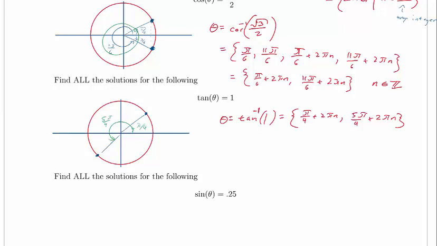Now this does accurately describe all of the solutions. However, we can write this even more simply, because note that the difference between pi over 4 and 5 pi over 4, the amount that you have to rotate, is actually simply pi, right? In either direction, negative pi or positive pi, you're going to be able to transfer to either one. So we can write this even more simply as pi over 4 plus n times pi, where n is again any integer.